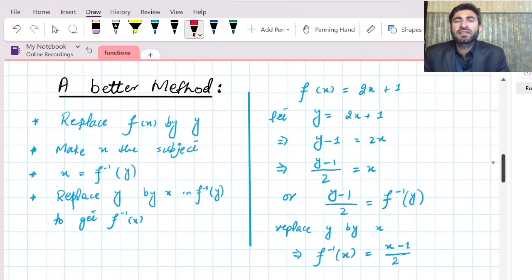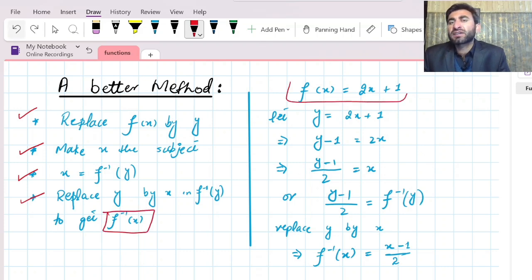Now here is the method we were talking about, that there is another better method to find the inverse of a function. Here is the procedure for it. We first replace f of x by y, then we make x the subject of that equation, then we replace x with f inverse of y, and in f inverse of y we replace y with x so that we get f inverse of x.